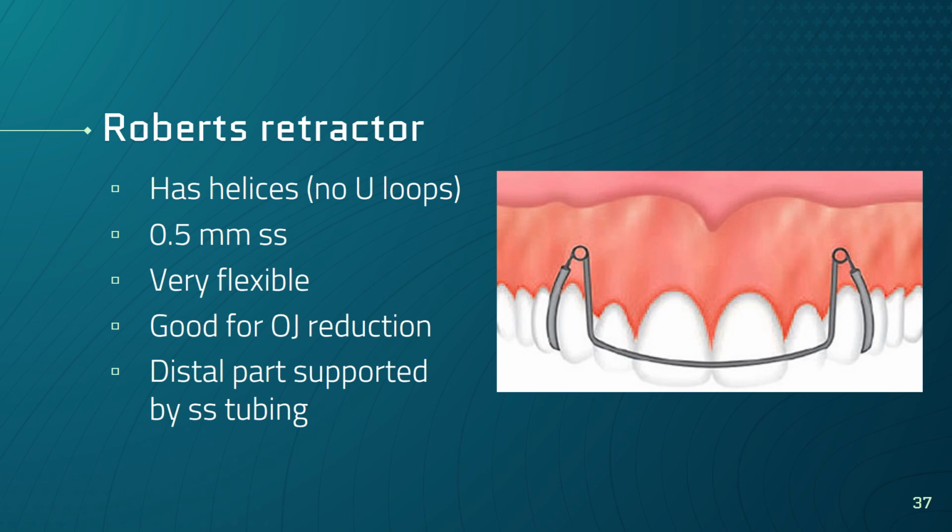Now, the Roberts retractor has no U-loops but it has helices. It is made from 0.5 millimeter stainless steel wire. Now, this wire is very flexible. It is good for overjet reduction, but the distal part of the retractor needs to be supported on a stainless steel tubing.